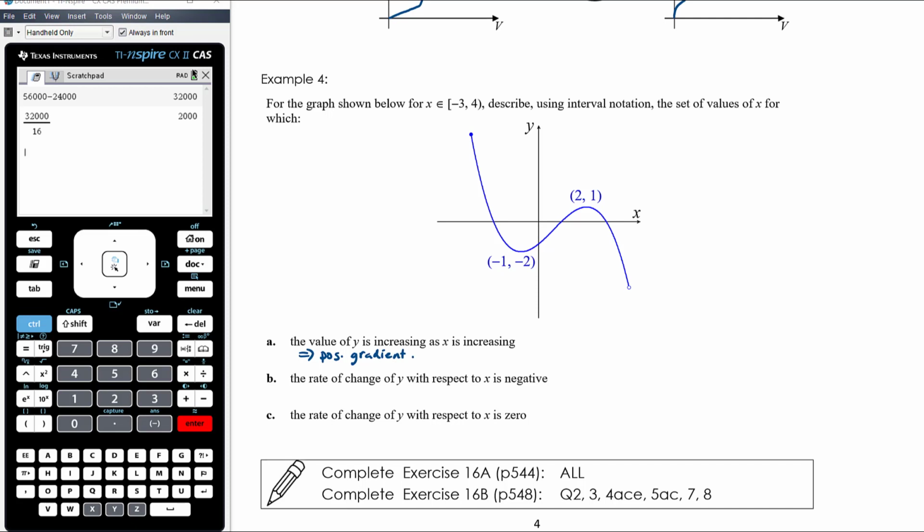Part B, the rate of change of y with respect to x is negative. So rate of change of y with respect to x is gradient, and we want that to be negative. So this is where do we have negative gradient. And then the rate of change of y with respect to x is 0, okay? So that means 0 gradient.